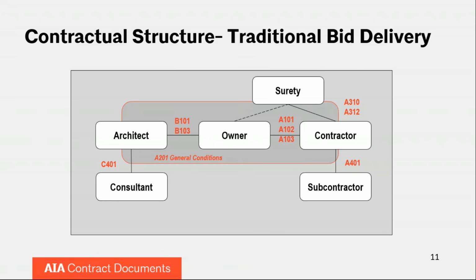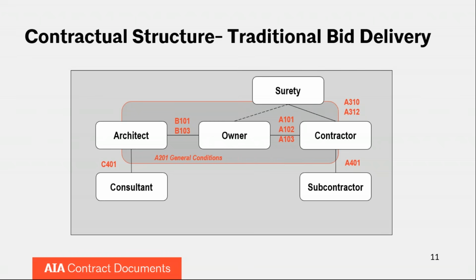The contractor will then be hiring probably many subcontractors. But one thing to point out, probably obvious to most of you, is that the architect and the contractor do not have a direct contractual relationship with each other. And certainly the architect does not have a direct contractual relationship with subcontractors.